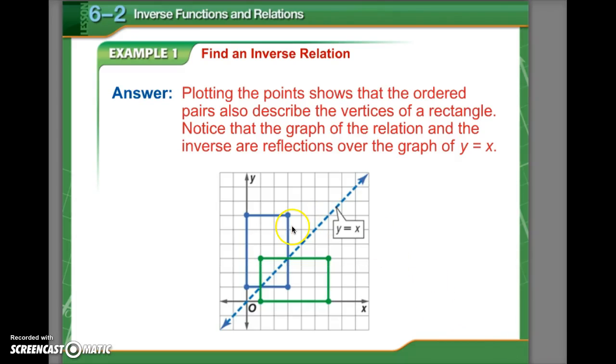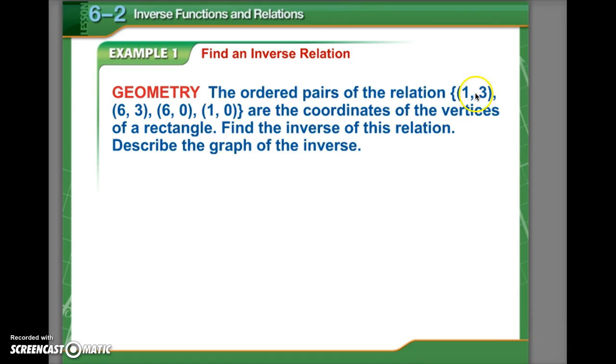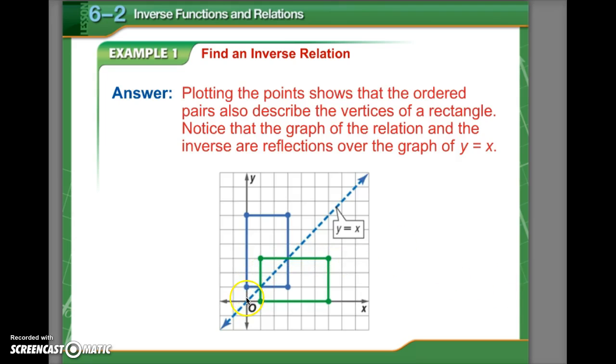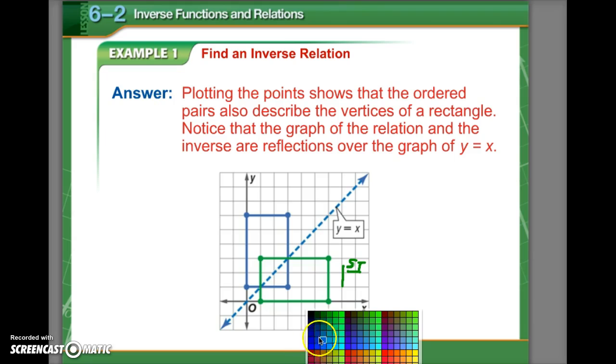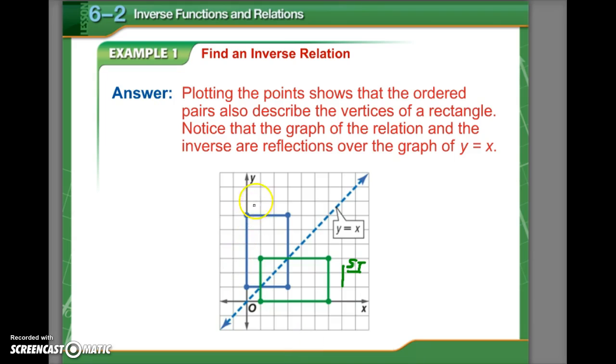Then when we graph it, let me go back to the previous slide real quick. First one had (1, 3) in it. Okay, so let me pull up my color toolbar. In green, this is the first relation right here. And then when we found the inverse of it, in blue, up here, this one is the inverse.